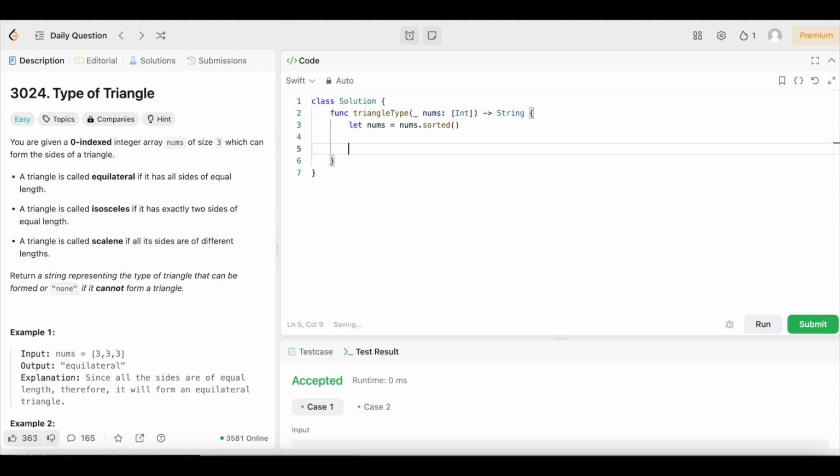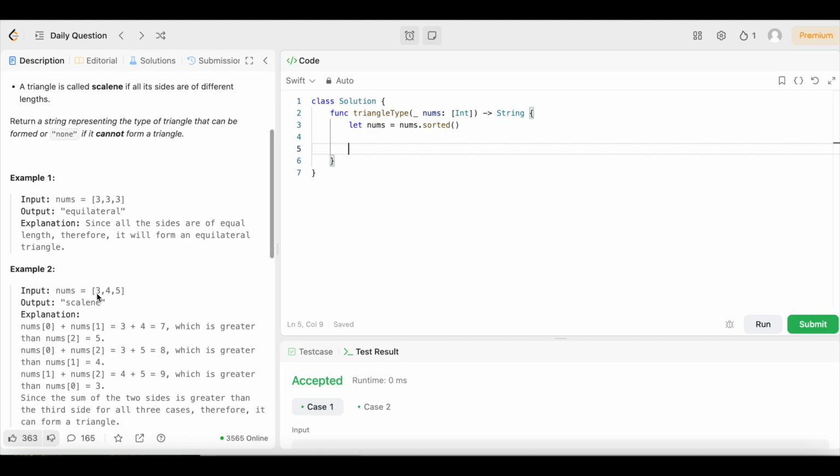Now we need to check that the triangle is a valid triangle, right? So the sum of the two smaller sides should be greater than the length of the larger side, or the sum of the two sides should be greater than the remaining side that has not been included in the sum.